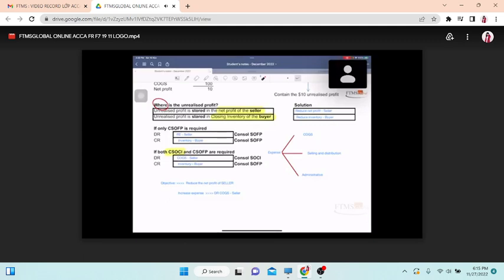So if you are having a problem with COGS, I just write here for you: just remember COGS is just a category of expense. In other words, it is just an expense.